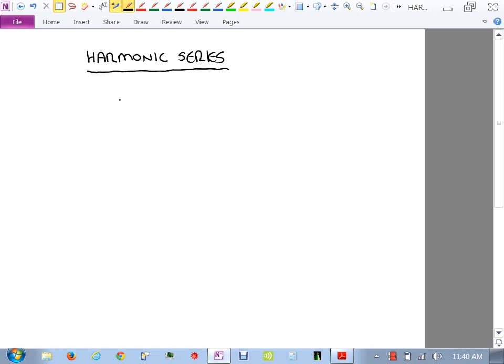So what I have in the notes says we have the sum from n equals 1 to infinity of A over N, where A is not 0. This is what a harmonic series looks like. A here is basically a number divided by N. So let's look at what the terms of this series are.